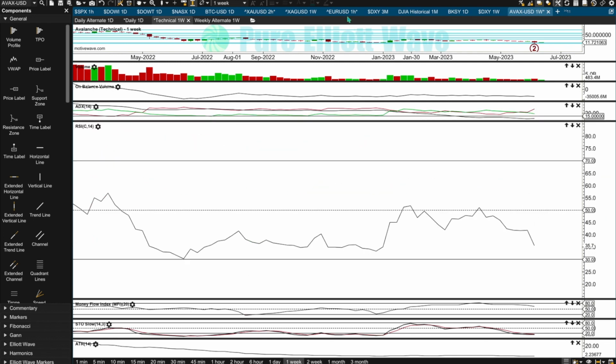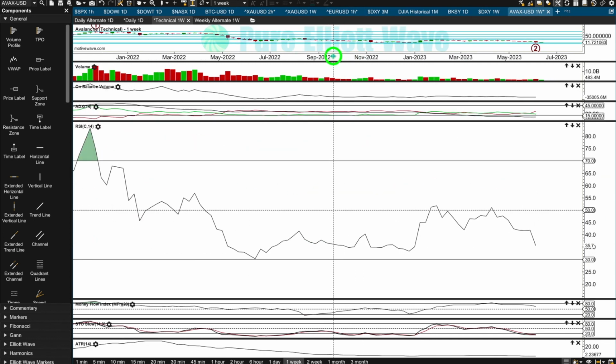RSI is not oversold, but there is some bullish divergence. The close for price here, 14.841097, and the close for price here, 11.680258. So price is closing lower from here to here, and RSI is closing higher, but RSI didn't reach oversold.